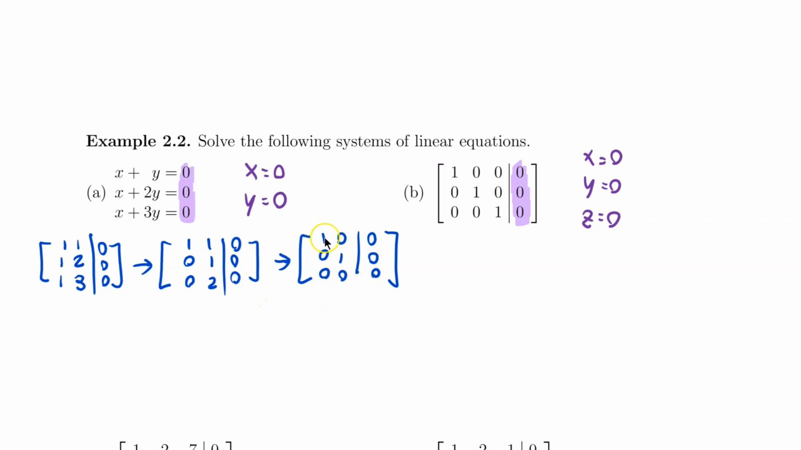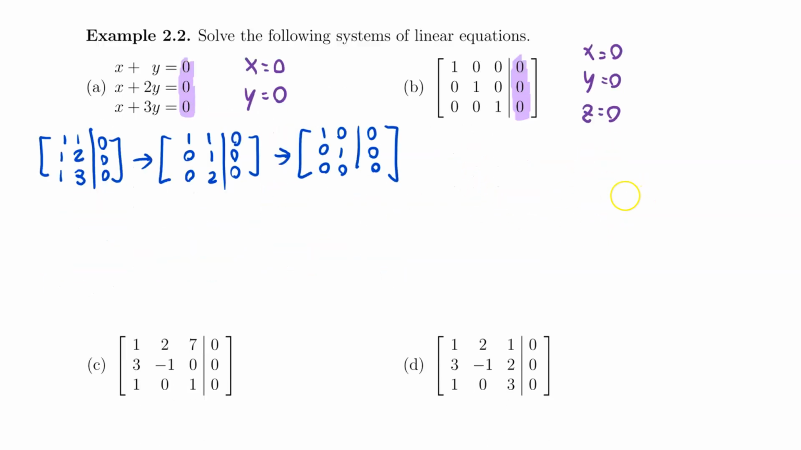And I can see that my x is going to be 0 and my y is going to be 0 as well. And for part b here, this is already in reduced row echelon form. My x, my y, and my z are all going to be 0. So these are the only solutions that we have.